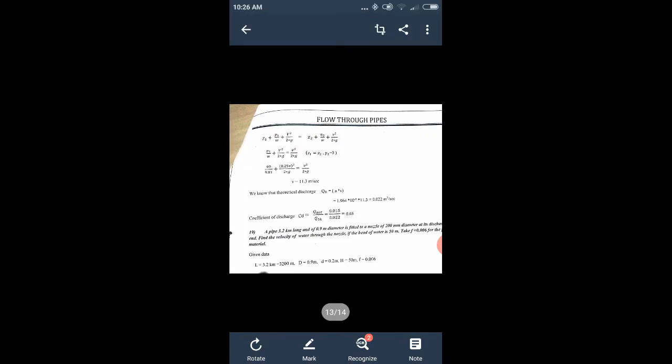the next problem. A pipe 3.2 kilometer long and 0.9 meter in diameter is fitted with a nozzle of 200 mm diameter at the discharge end. Find the velocity of water through the nozzle if the head of water is 50 meters, and take f equals 0.006 for the pipe material.